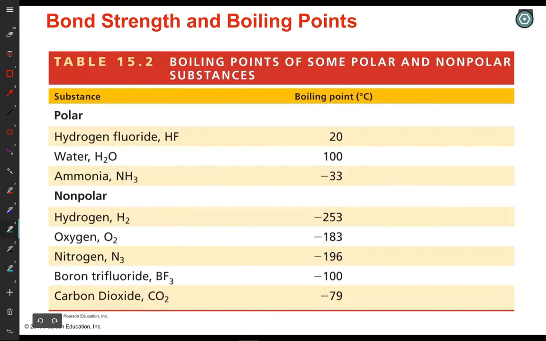So here is a good example of how this plays out. This is actual data, the boiling temperatures for different substances. And here we have 3 polar compounds: water, ammonia, and hydrogen fluoride. Just to make sure we've been following along, on hydrogen fluoride, which side is going to be the negative side of the hydrogen fluoride?